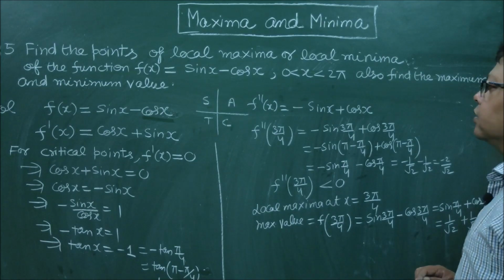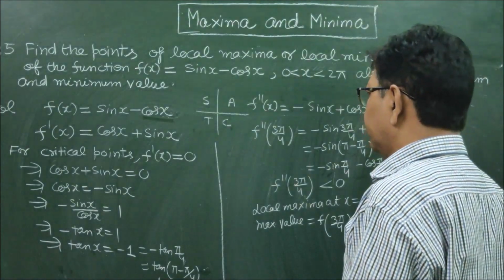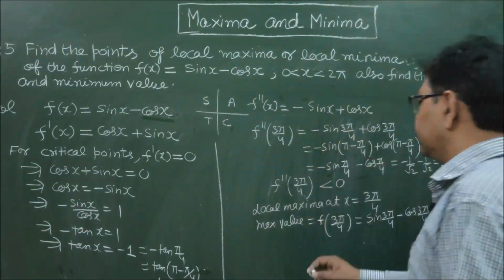Now let us check the function at the point 7 pi upon 4. So let us find the value of the second derivative.